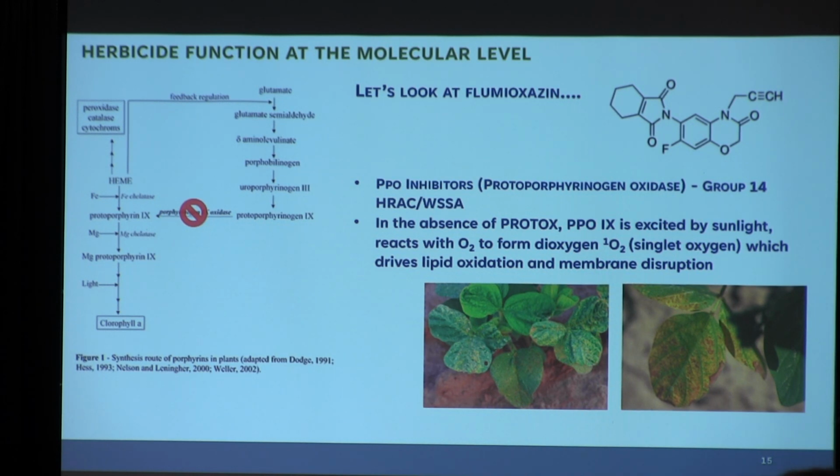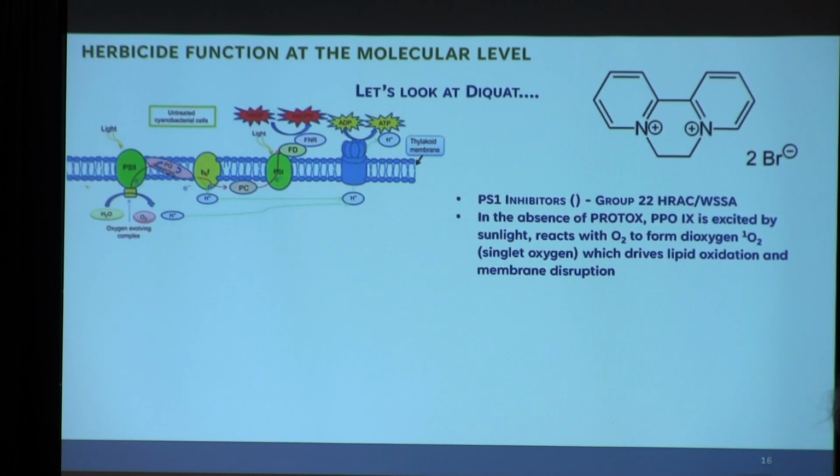Pretty common injury pattern here. Now, this is looking at soybeans. But from here, we progress, the plants die, right? Okay. Next one we'll look at is diquat. Diquat is a photosystem 1 inhibitor, different class of action. But again, that PPO statement shouldn't be in there, my apologies.